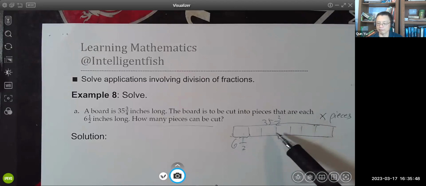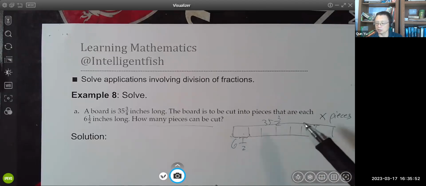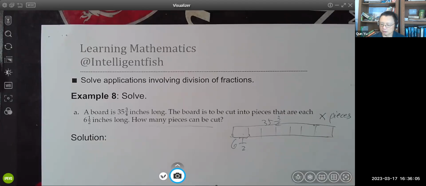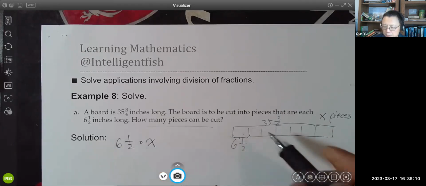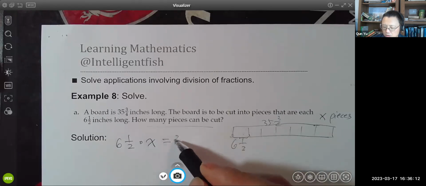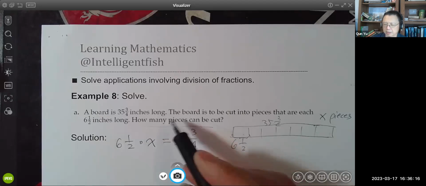For example, if you have 5 pieces, each is 6.5, you will multiply by 5 to get a whole thing, right? Again, we write something, represent something that is true. That is your equation. There's no magic in setting up the equation. Just represent something that is factual. Let's do that. 6.5 times x represents number of pieces, must be equal to the total length. And that's why we have this as an application example.